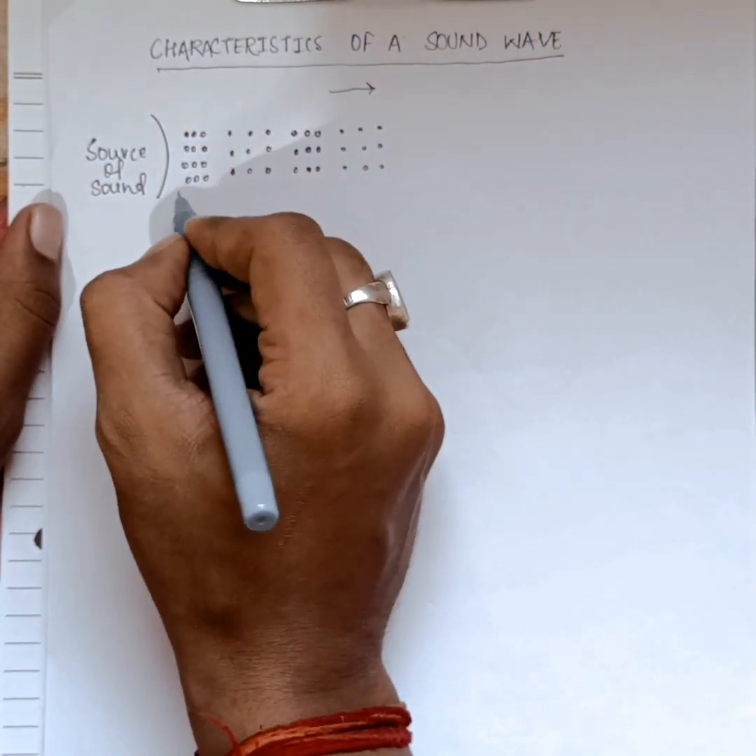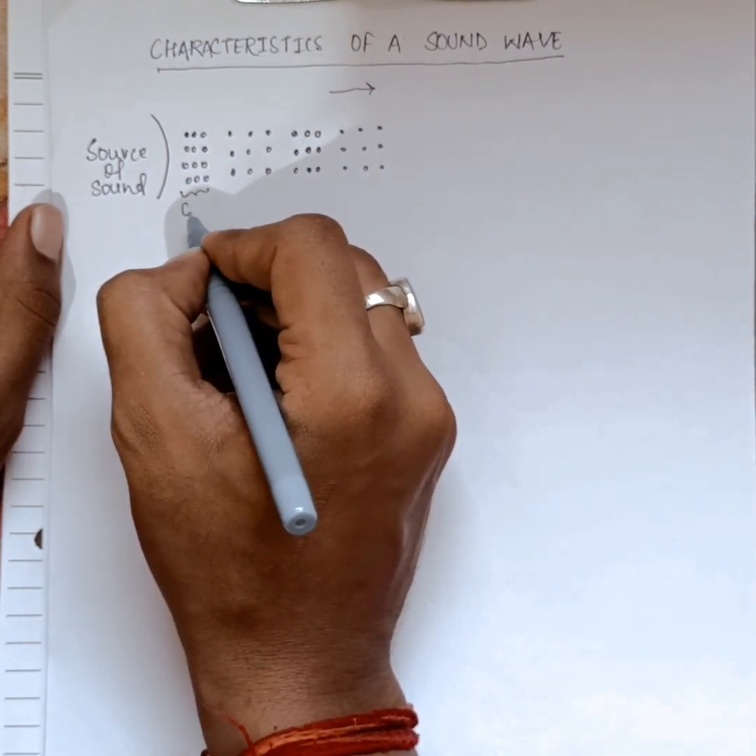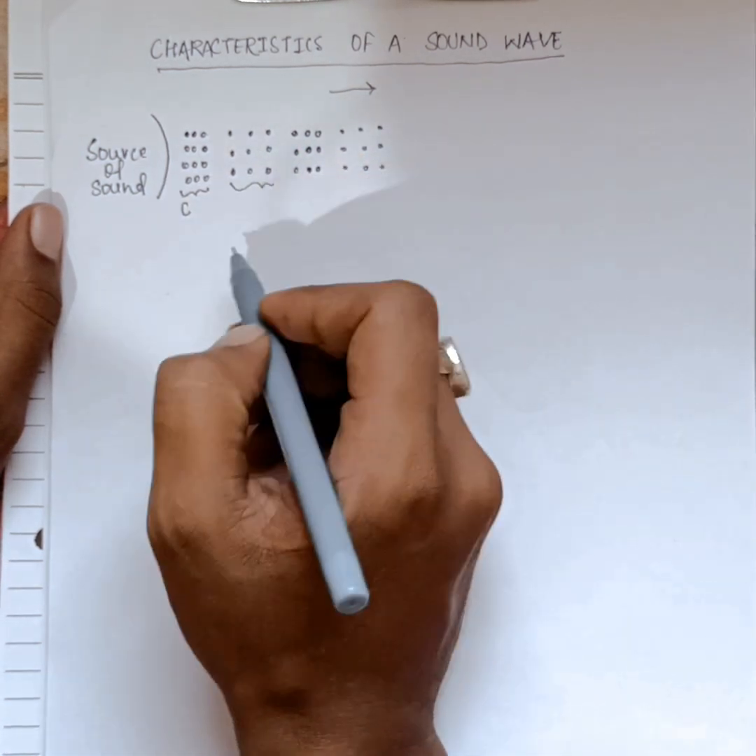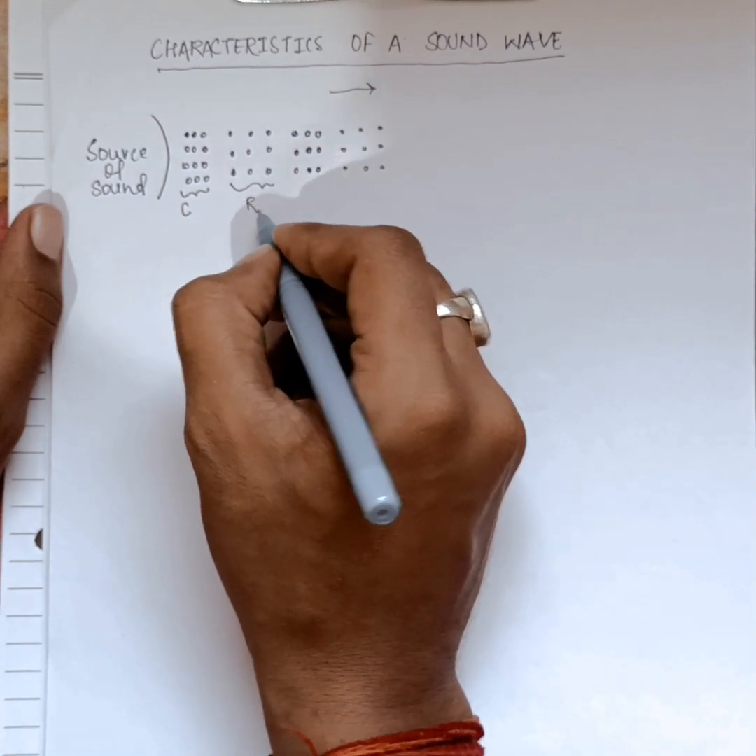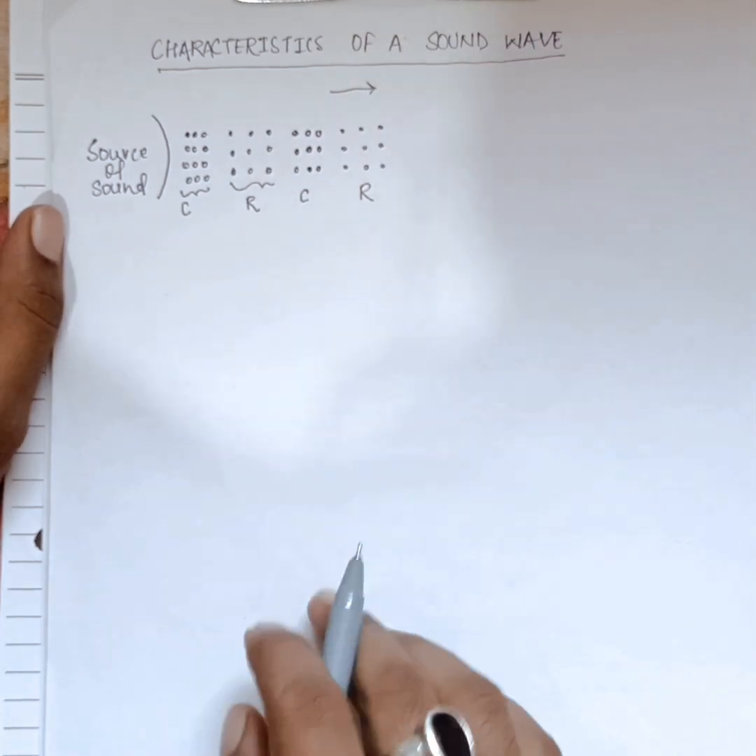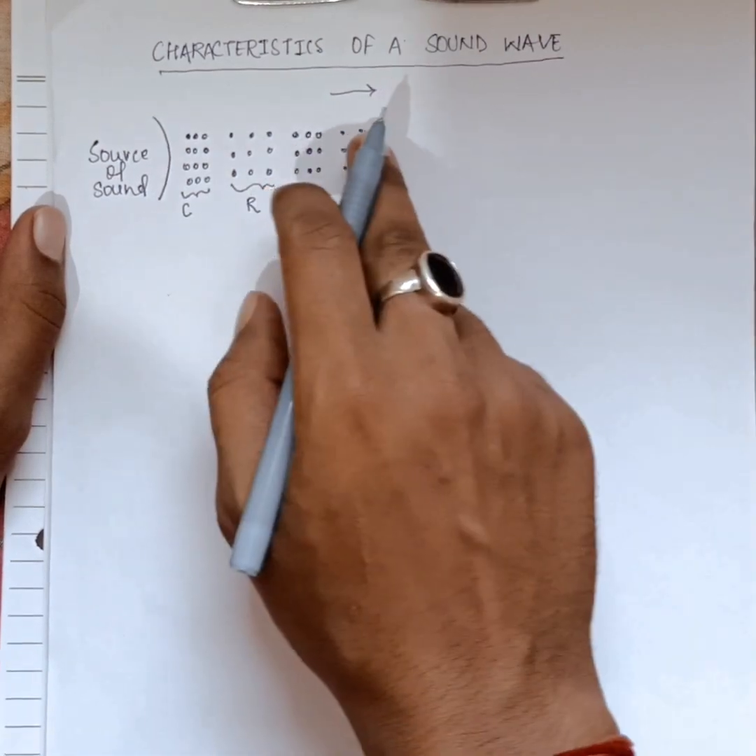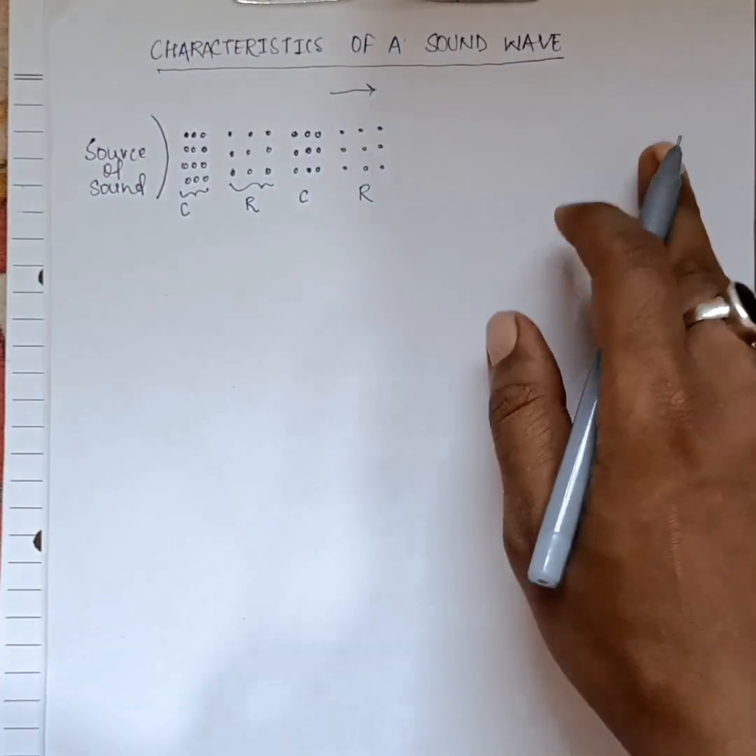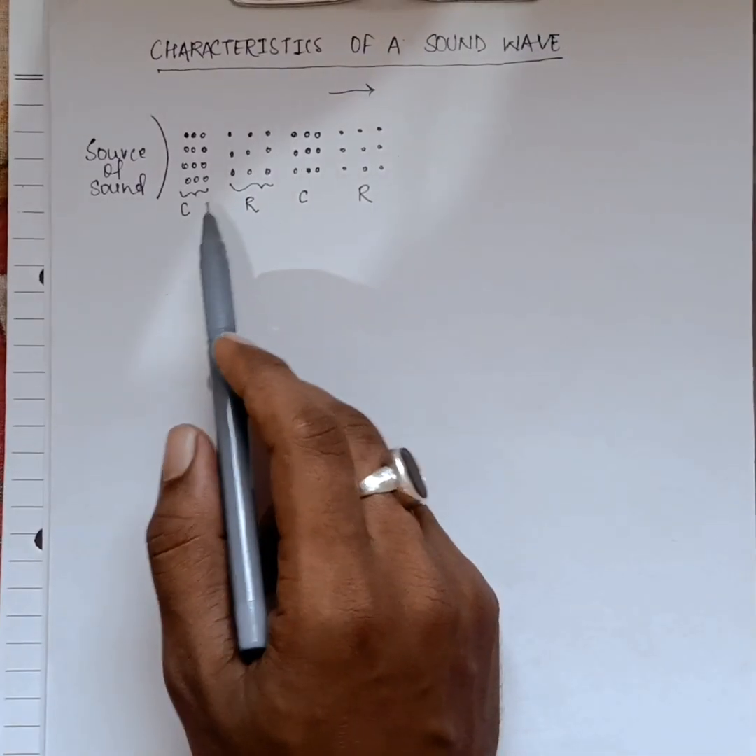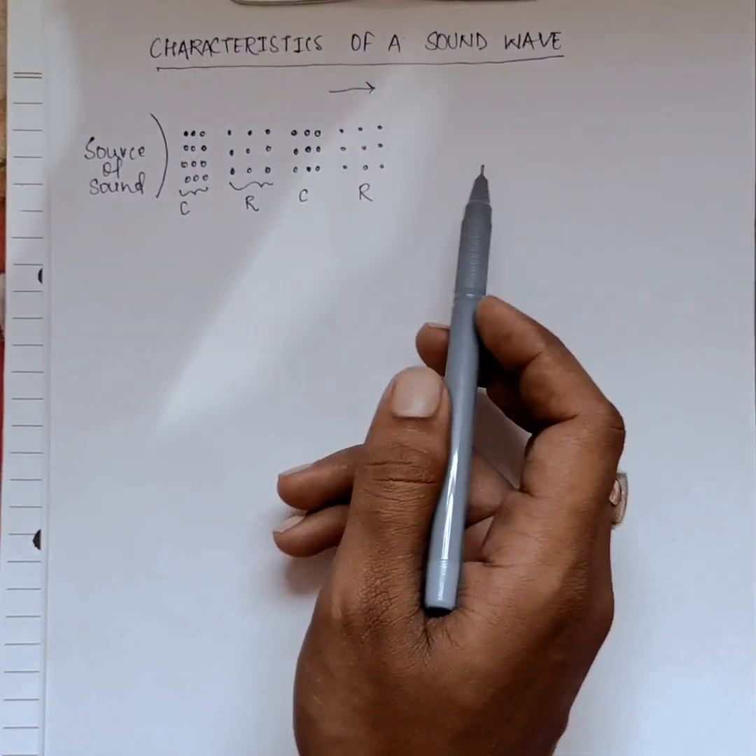Here, the region in which the molecules are coming closer to each other is known as compression. And the region in which the molecules are moving away from each other is known as rarefaction. Again compression, and again rarefaction is happening. In this way, along the whole path in which the wave is propagating, the same thing happens. There are alternate regions of compression and rarefaction, again compression, again rarefaction.